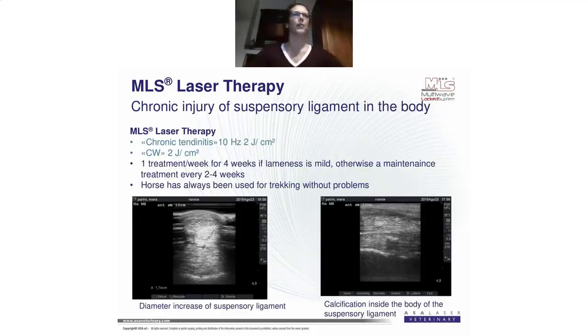So which are the protocols in this chronic phase? We have chronic tendonitis, 10 Hz. As you see, we have 2 joules per square centimeter, not 1. So we increase the energy given to these structures. And continuous wave, we can use 1 or 2 joules per square centimeter. Normally, I don't use these 2 protocols together because there is a bigger amount of energy.